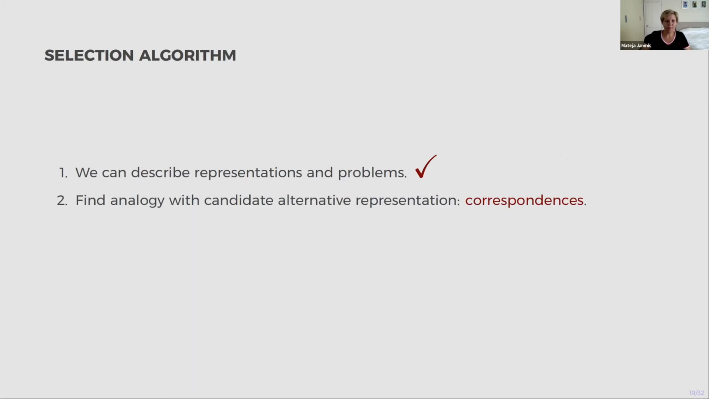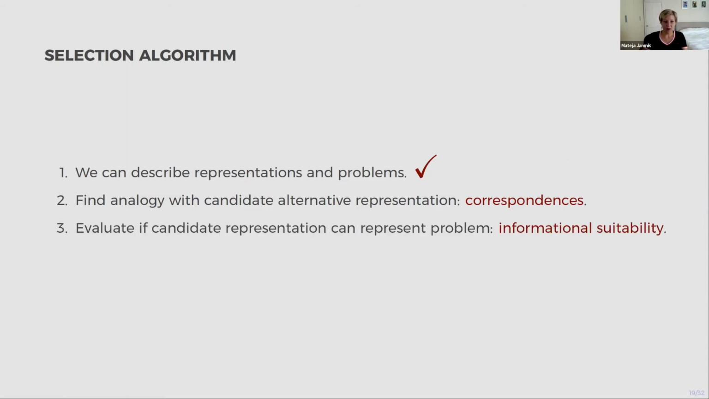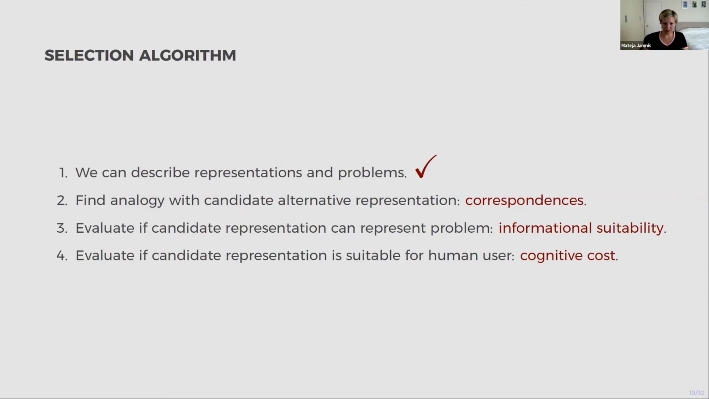The next step is that we need to find a candidate alternative representation, or if we have a suite of them, we need to find an analogy between the problem and the candidate representation. And we do this with the concept of correspondences. Then we need to evaluate if this candidate representation can actually represent my problem, and we call this informational suitability. Then we need to bring in the user and see, is this candidate representation actually suitable for my human user, and we encode this with cognitive costs.